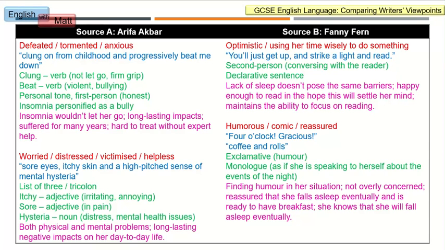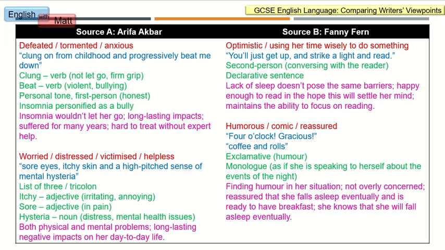It's as if she's speaking to herself about the events of the night, but she's not taking it that seriously because by waking up in the morning, she knows that it was all okay in the end anyway. So she's not going to get too worried if it takes her a bit longer to get to sleep. Whereas the writer of source A seems almost crippled or paralyzed by her fear of not getting enough sleep.